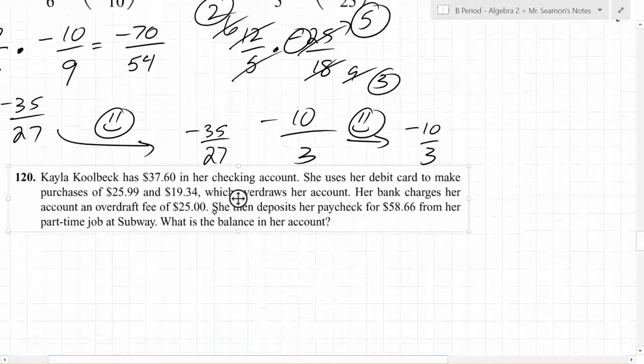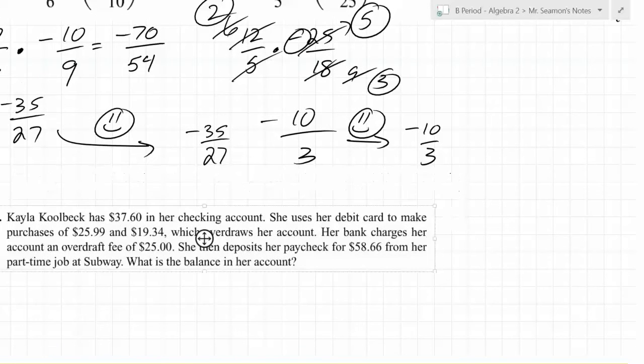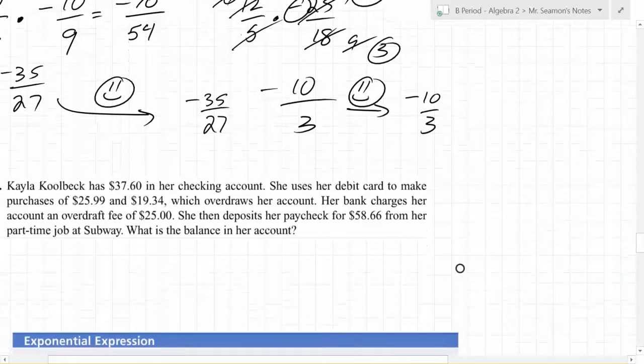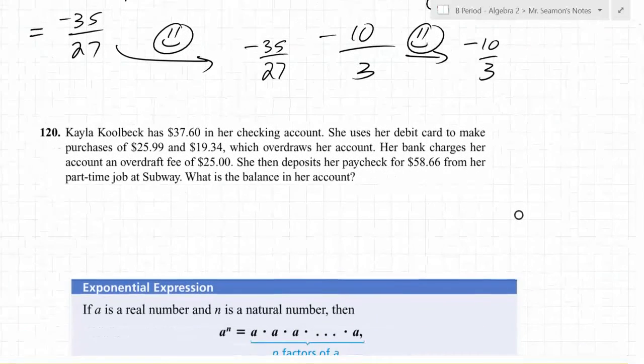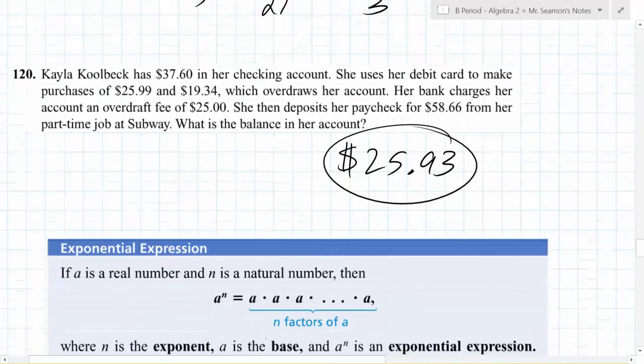Okay, so let's talk about some money, shall we? Let's talk about some money. Kayla Kuhlbeck. I want to be the person who gets to invent names. Let's move on a little bit.